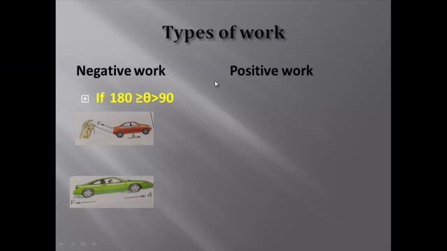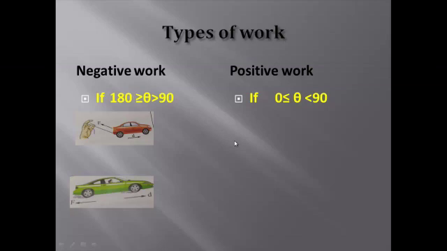What about positive work? If theta equals 0, cosine theta will be 1. And any angle from 0 to smaller than 90 gives us a positive value. Cosine 60, cosine 70, try it on your calculator. At this point, we will get positive work.